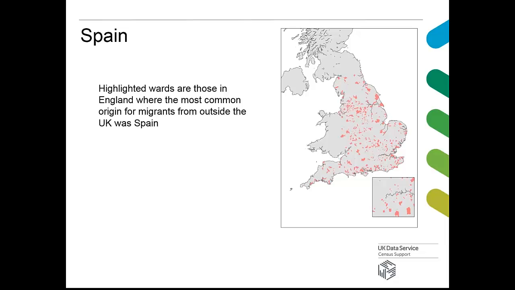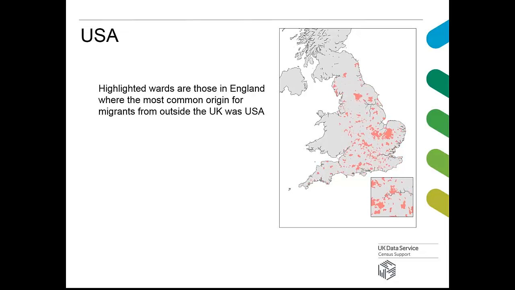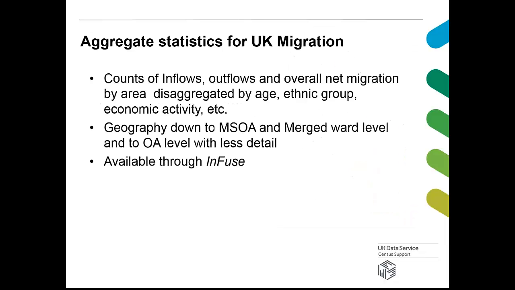And I've got some maps of the first 3 of those. All I've done here is highlight the wards in England, in this case, for which Australia was the most common origin for migrants from outside the UK. This is the picture for Spain, which was the second highest, and finally the USA. And for the USA, we begin to see a bit of a pattern in East Anglia and Cambridgeshire around places such as RAF Lakenheath.